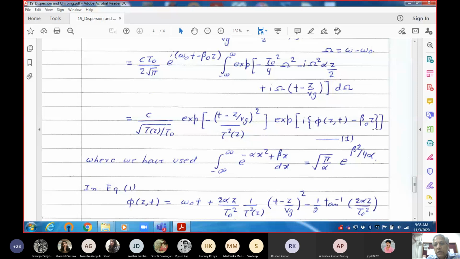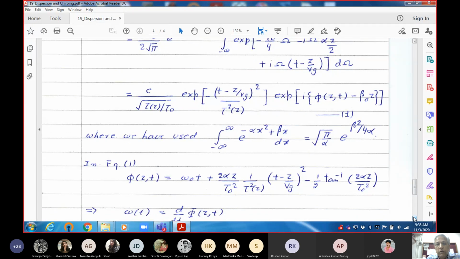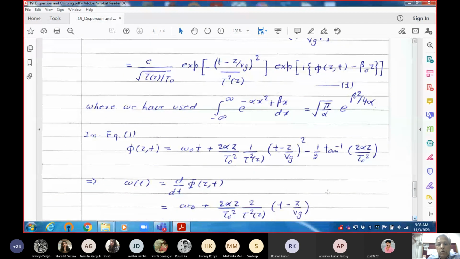And there is a phase part, and this is also a very interesting thing, that phase phi of z. If you calculate, phi of z comes out to be like this: omega 0 t plus 2 alpha z by tau naught squared times 1 by tau squared of z times (t minus z by Vg) squared, minus 1 by 2 tan inverse of 2 alpha z by tau naught squared.